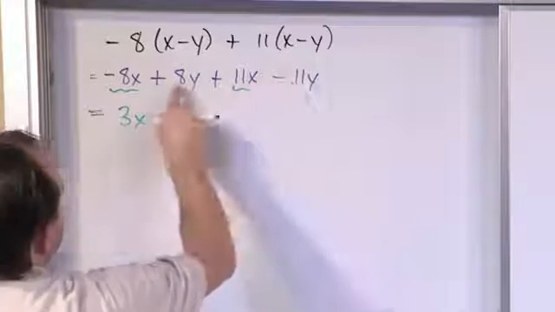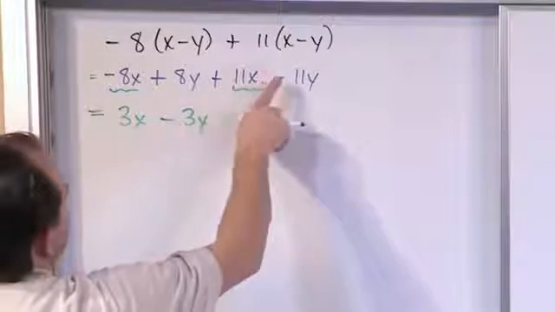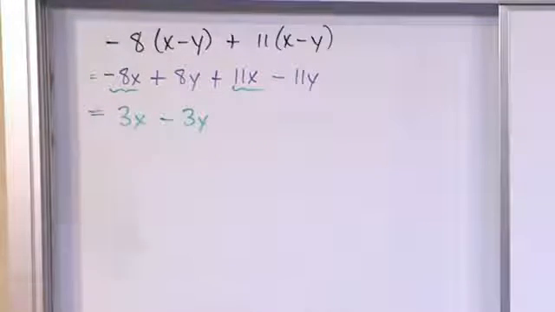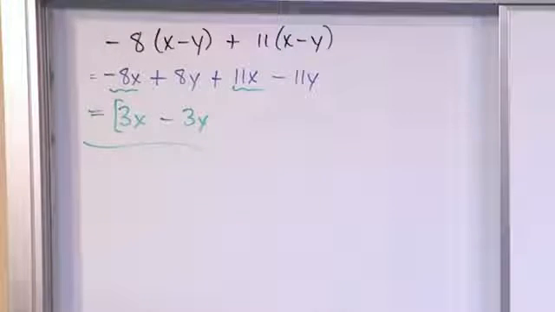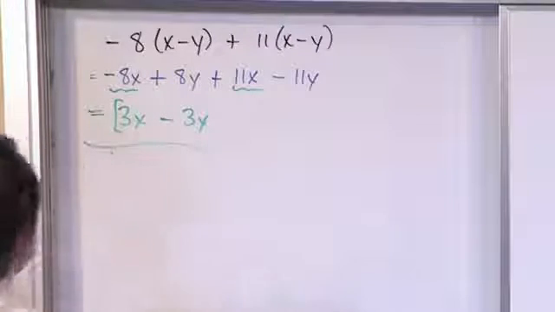Basically, you subtract them. 11 minus 8 gives you 3. The negative sign comes from the bigger number, right? And then y comes along for the ride because that's what I'm subtracting. So that's the final answer for this problem: 3x minus 3y.